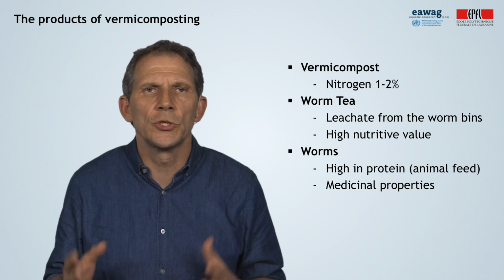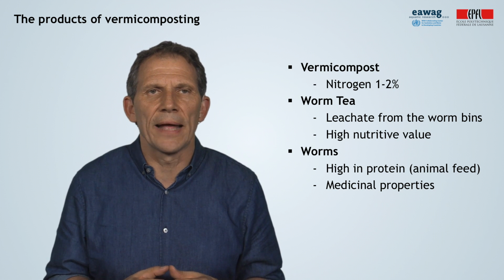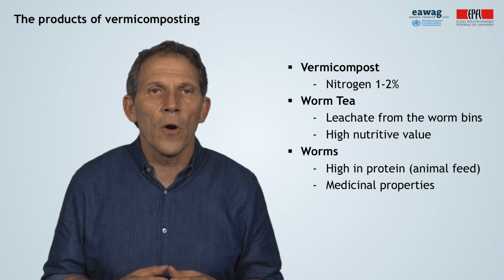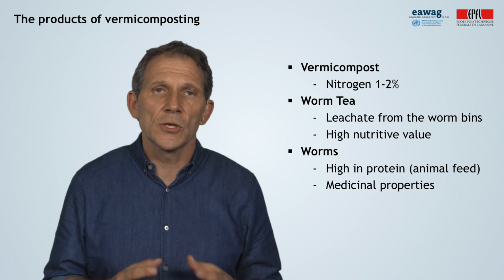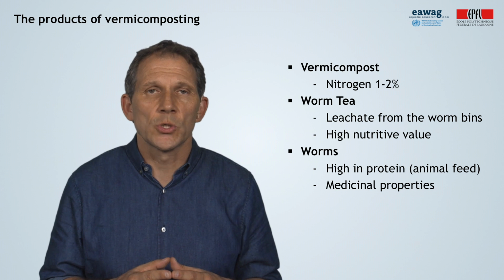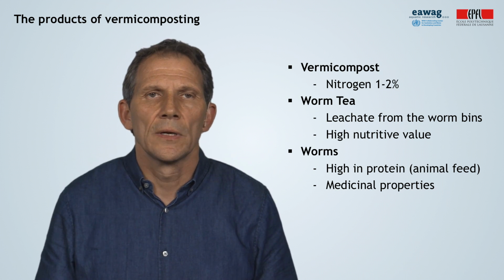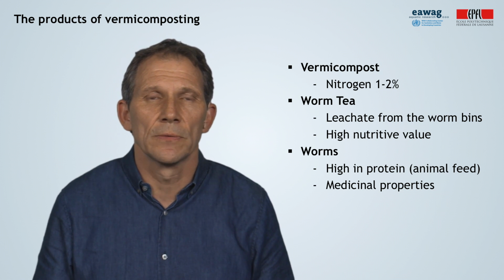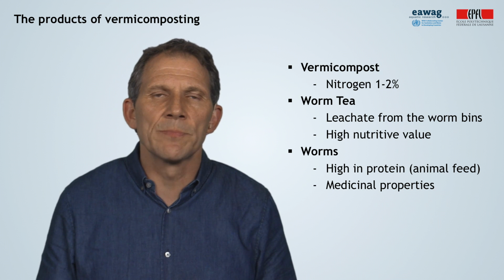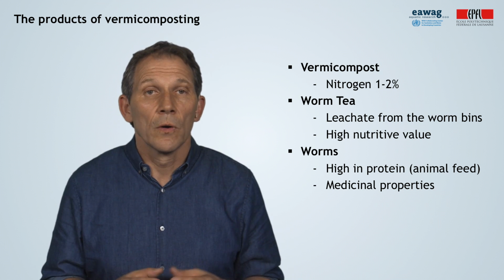Nitrogen content of vermicompost is typically higher than compost. It's around 1 to 2%. And the nutrients are easily available to plants. Furthermore, the enzymes and microorganisms from the gut are also very beneficial for soil and plants, even suppressing diseases. Leachate from the worm bins can also be used as a liquid fertilizer. This is typically used in small-scale systems, and they call this worm tea.